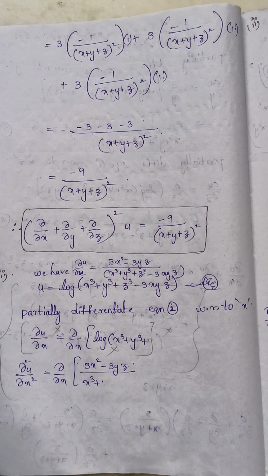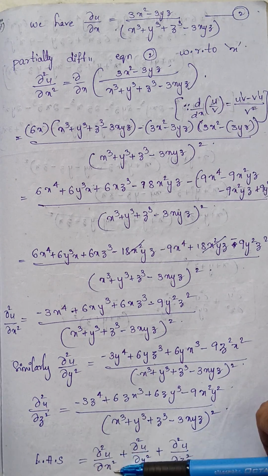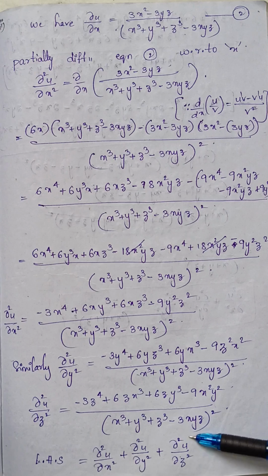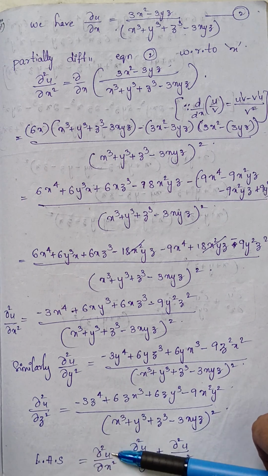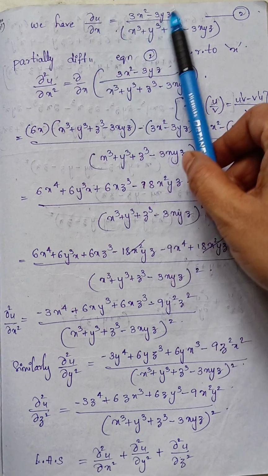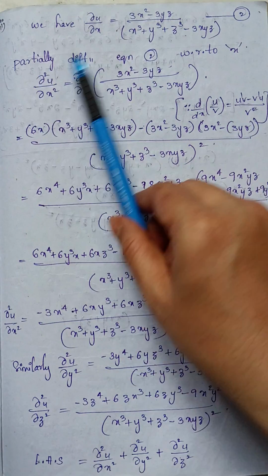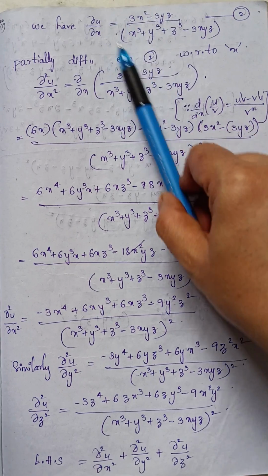Similarly the second part. In the second part, it is asking for dou square u by dou x square plus dou square u by dou y square plus dou square u by dou z square. In the sense we need to take the partial differentiation of u with respect to x 2 times. So already we have done in the previous problem, dou u by dou x, this value is this. So again partial differentiation of u with respect to x means dou by dou x of this part.